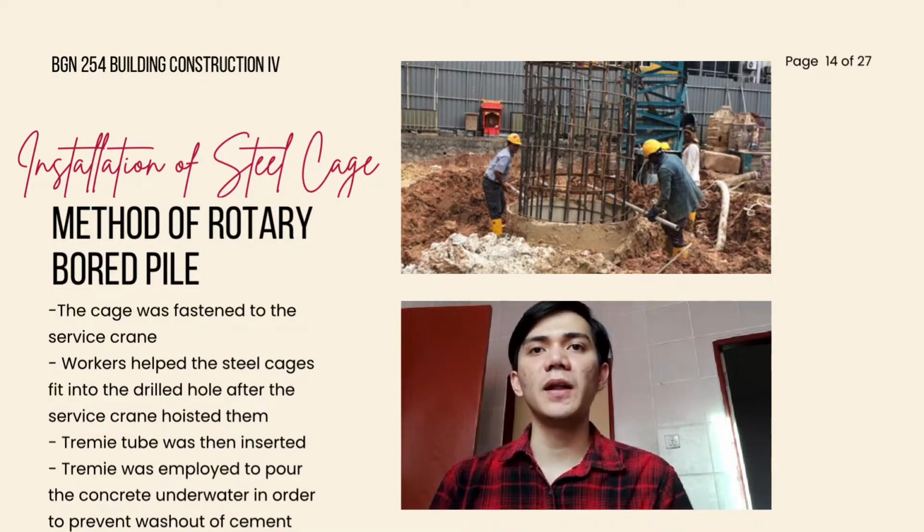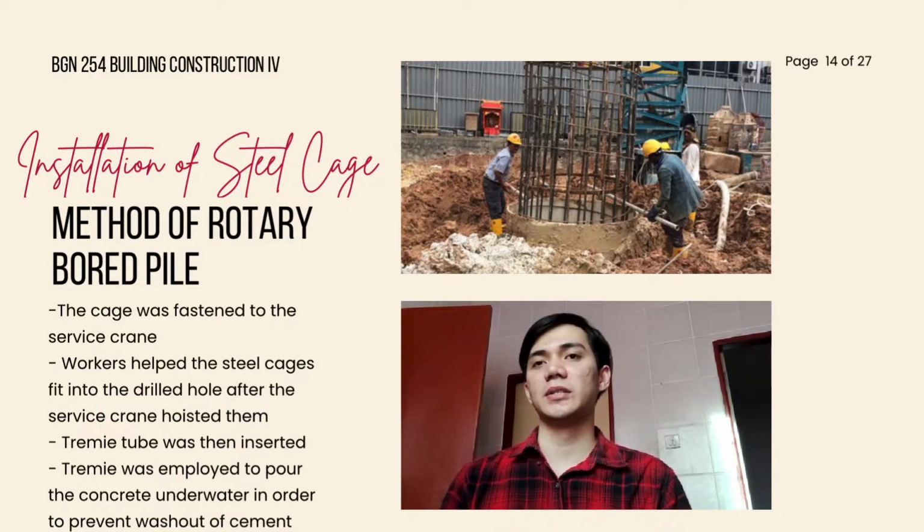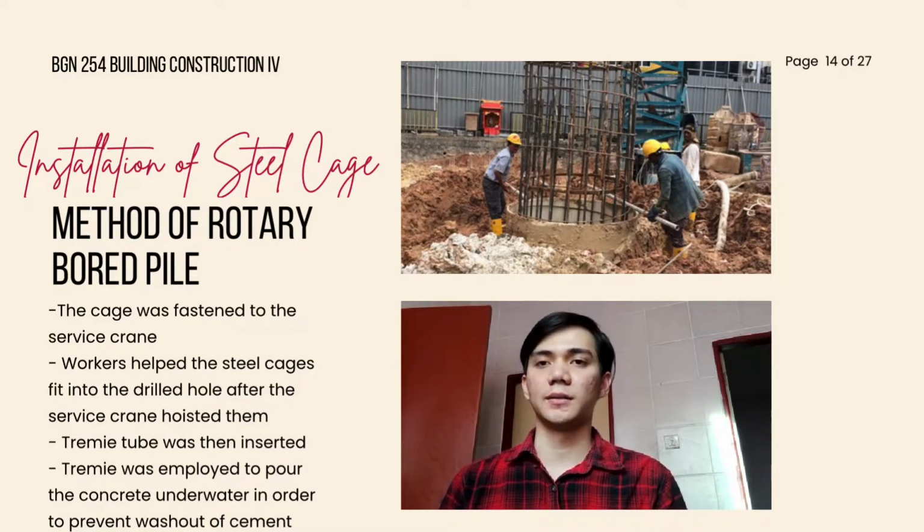In order to prevent washout of cement from the mix due to turbulent water contact with the flowing concrete, a tremie was employed to pour the concrete underwater.